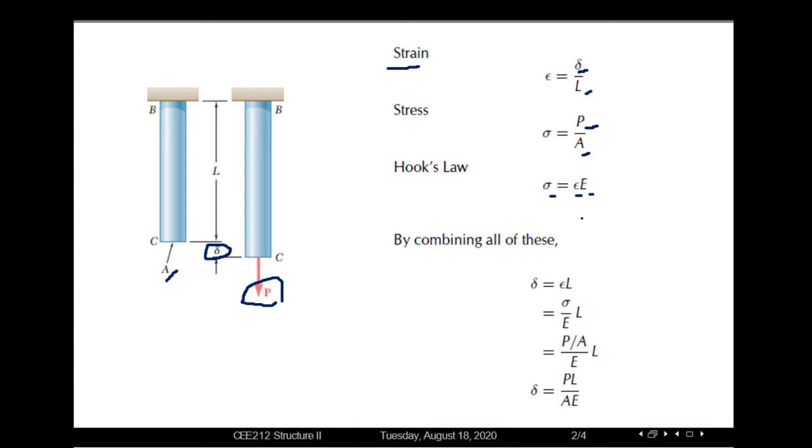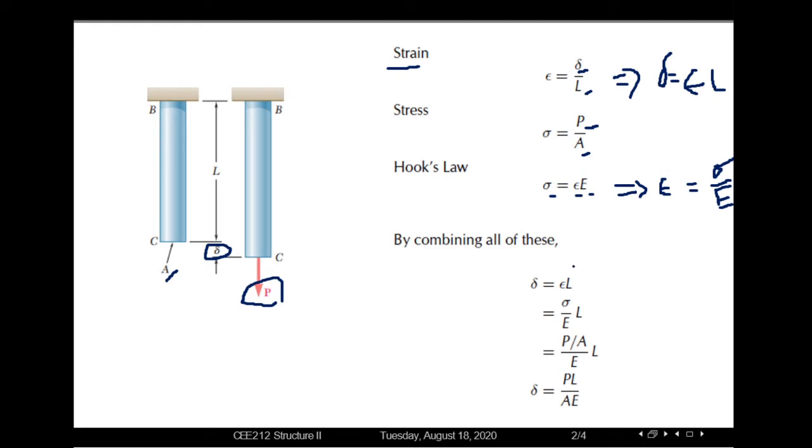Now combining these three equations, from the strain equation, changing the side, we can write change in length del is equal to simply strain times initial length. And from Hooke's law, changing the side, we can write strain is equal to stress divided by modulus of elasticity, or Young's modulus.